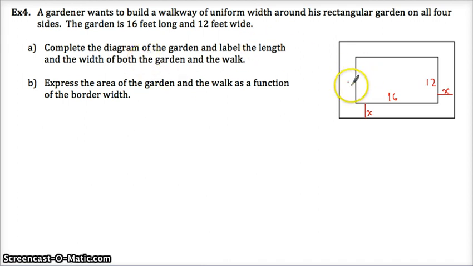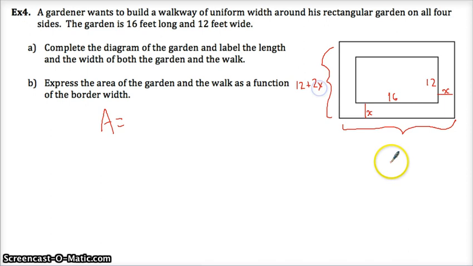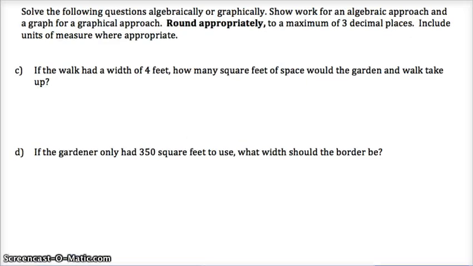So there's the garden and the walk, and then let's do the area. The area would be, oh yeah, I need this full dimension and this full dimension. Well, this would just be 12 plus 2x. You getting used to this? And this would be 16 plus 2x. And notice this is not in any kind of vertex form. It just says write an equation, so you're fine there.